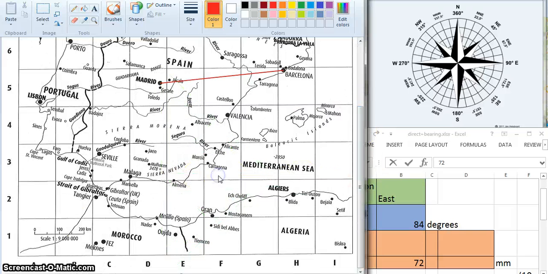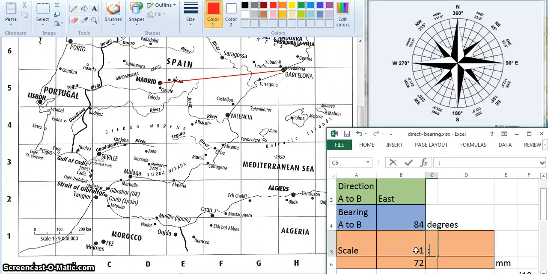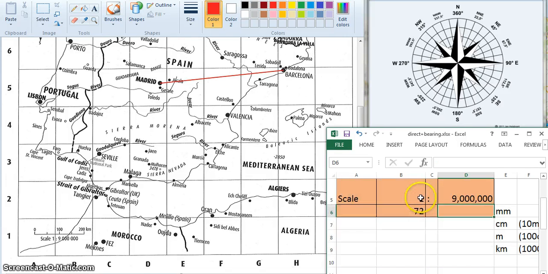And we can see that the scale on this map is 1 unit on the map represents 9 million on the ground. So we'll type that in here. Right, so we want to move from 1 to 72, so that is a multiplication of 72. If we multiply 1 by 72, it gives us 72. So I'm just going to write that in just so we can see it clearly. This cell here equals 1 multiplied by 72.